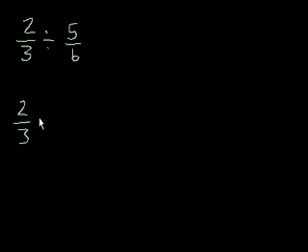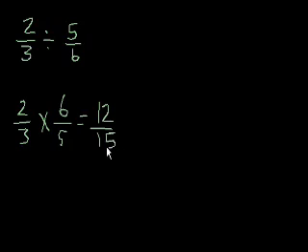What is 2/3 divided by 5 over 6? Well, we know that this is the same thing as 2/3 times 6 over 5. And that's equal to 12 over 15. And we could divide the numerator and the denominator by 3. That's 4 over 5.